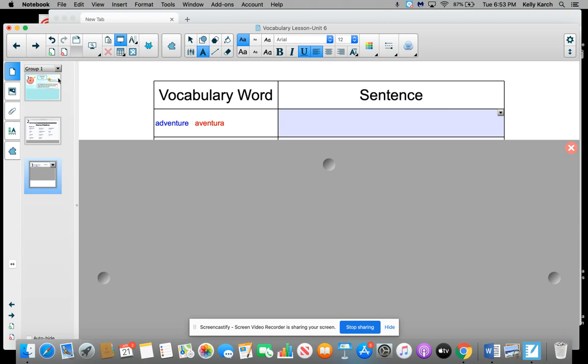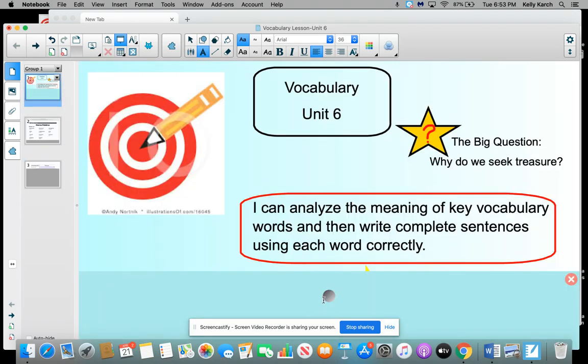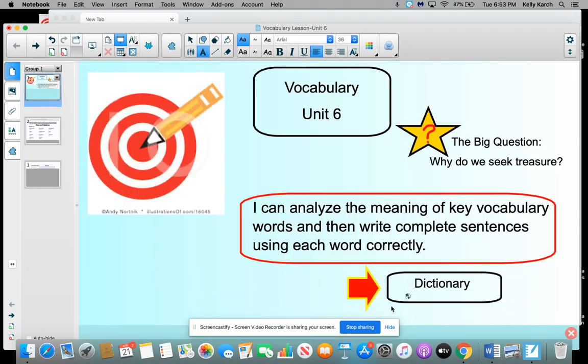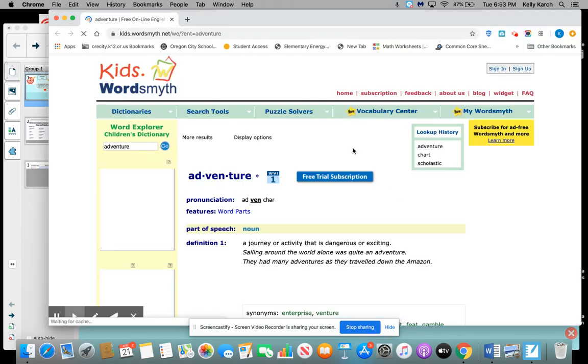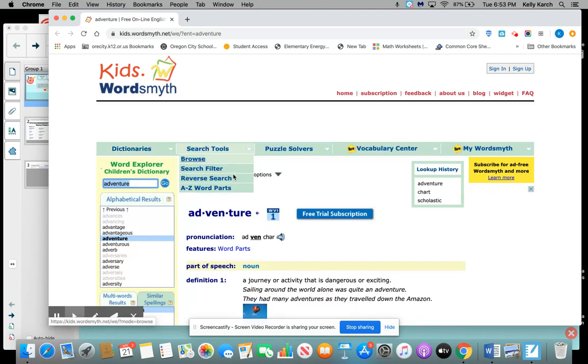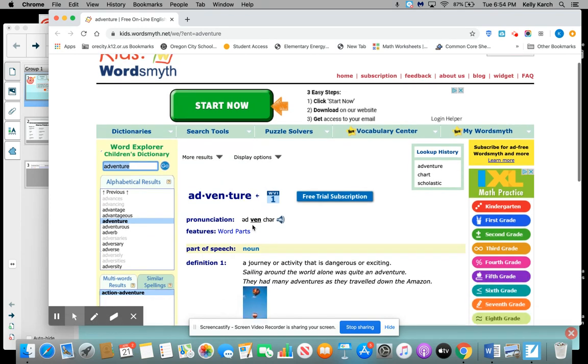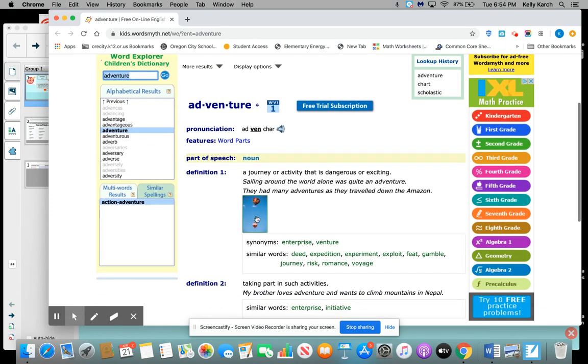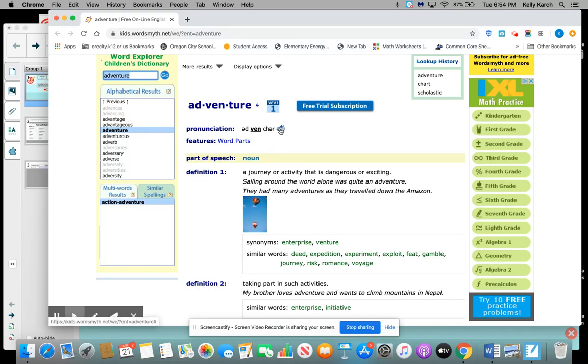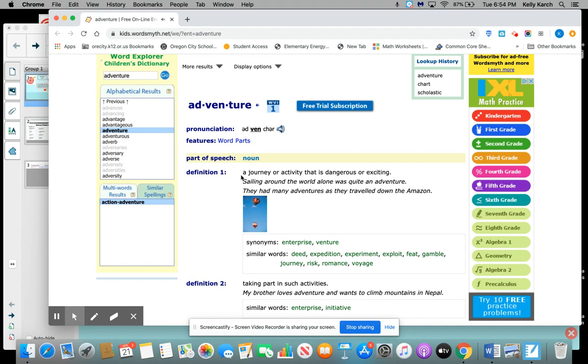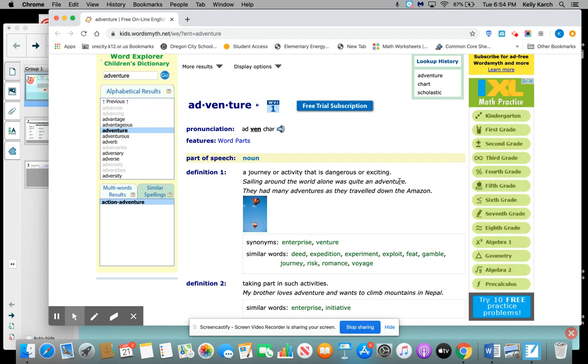Then we're going to go back to our first slide, and we're going to use the other resource that's included in your activity, and that's an online dictionary. Once we get to this screen, you're going to type the word in this box right here, and I've already pre-filled it with the first word, adventure. And there's several different features of this site. First, you can listen to the word. Adventure. Then you can read the first definition. A journey or activity that is dangerous or exciting.